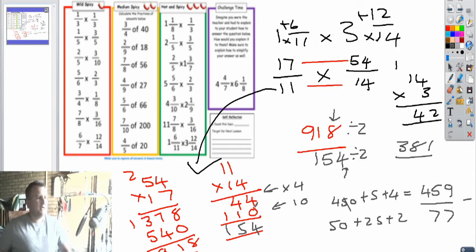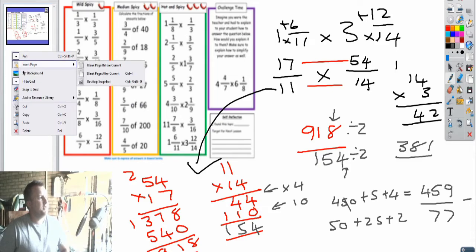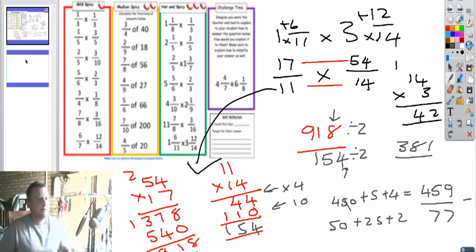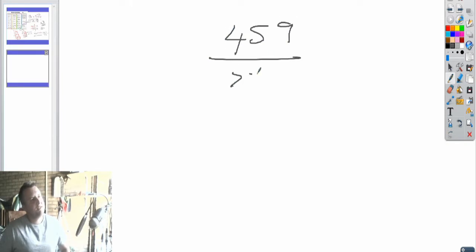So now it's about guessing. We've done pretty well. We've got to a pretty decent answer now. But obviously, if you want to go further, you can. What was that answer? 459 over 77.